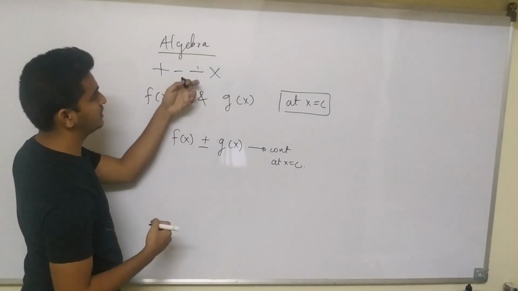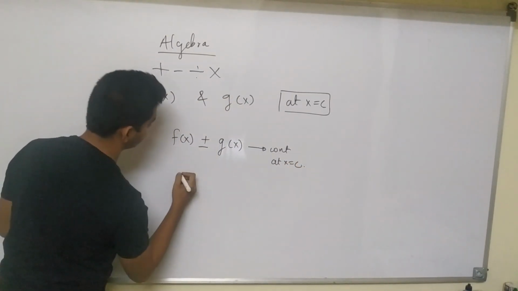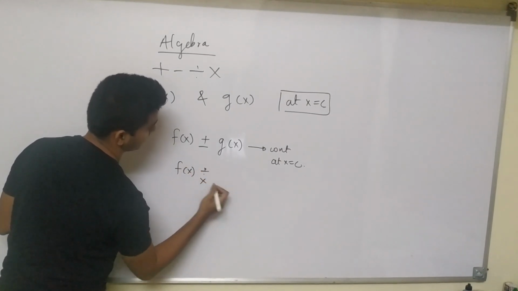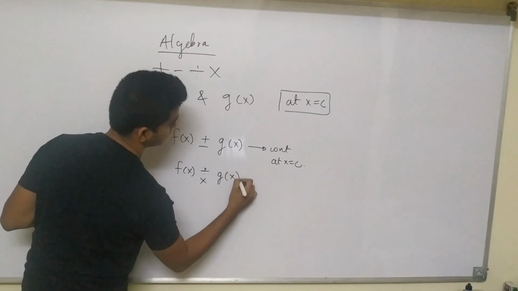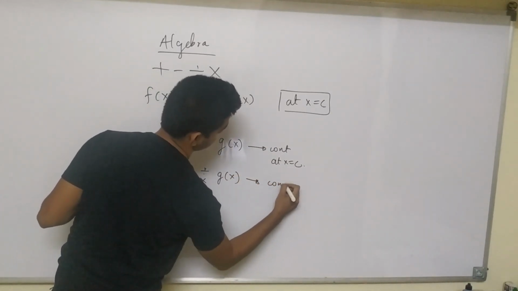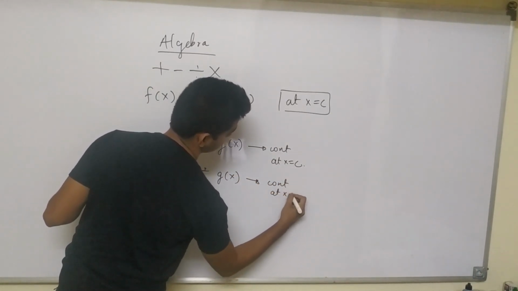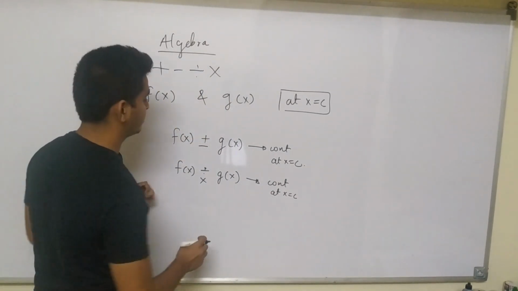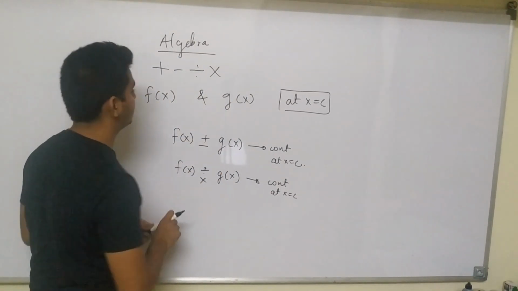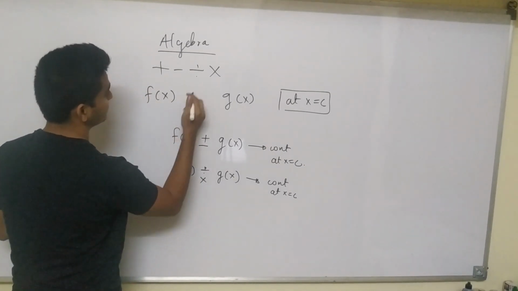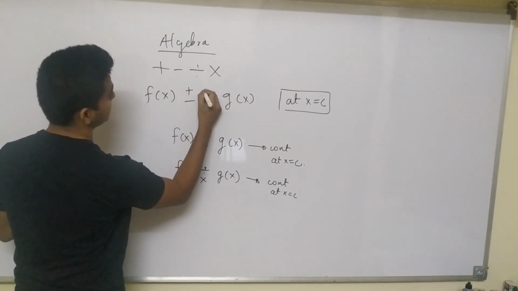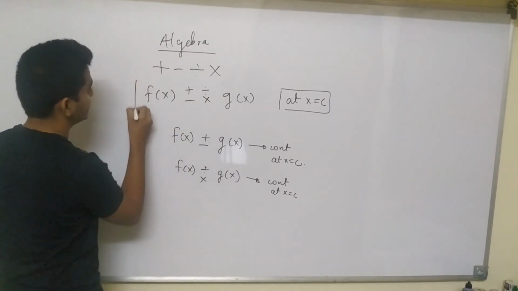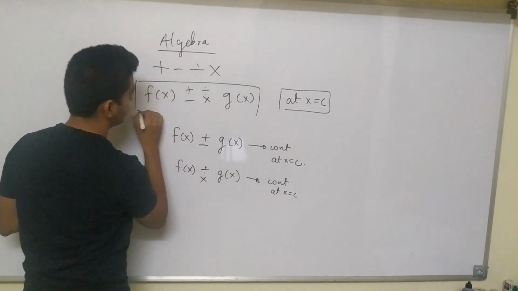Well, what about division and multiplication? In that case also, if you take division and multiplication of these two functions, those are still continuous at x equals c. So this is the basic concept. In general, how can we write it? We can write this as plus, minus, division and multiplication. So please understand this particular frame.